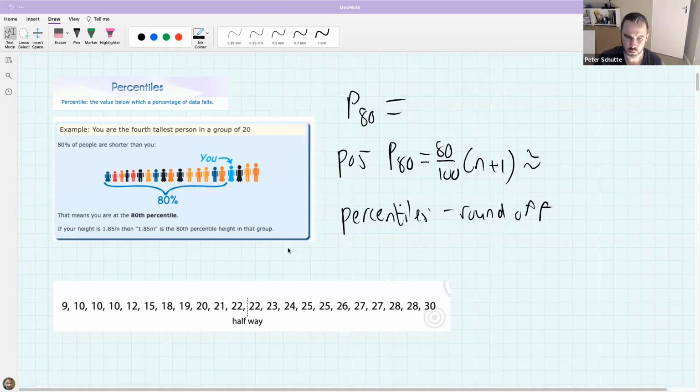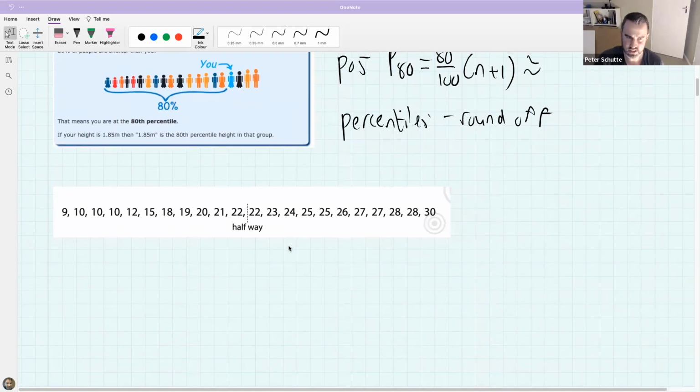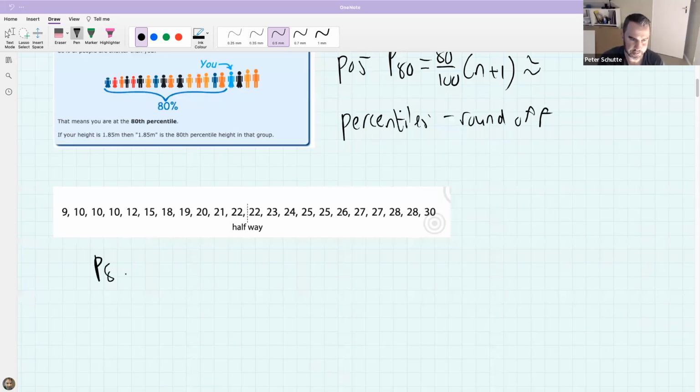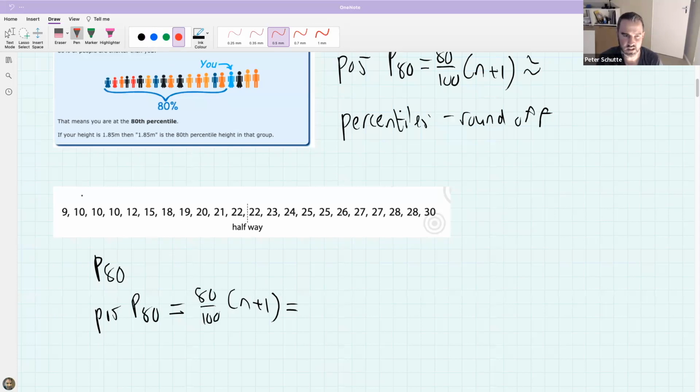So let's see how this works. Let's take this data set here, and it's already arranged from smallest to biggest. So to find P80, I'm going to first find the position of P80. I'm going to go 80 over 100 times n plus 1. Now, I don't know what n is, so let me look at my data set and count. 1, 2, 3, 8, 9, 10, 11. And it's halfway, which means n must be 22.